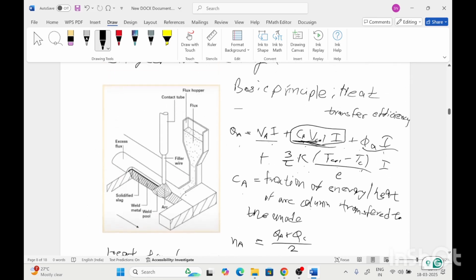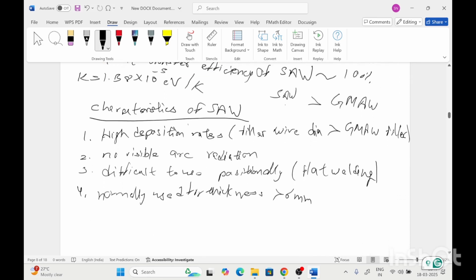The characteristics of submerged arc welding are, first, high deposition rates can be achieved, because the filler wire used in submerged arc welding is much thicker compared to gas metal arc welding filler. The second point is that there is no visible arc radiation, because the arc is protected by the flux, so no radiation comes out from the welding joint or arc.